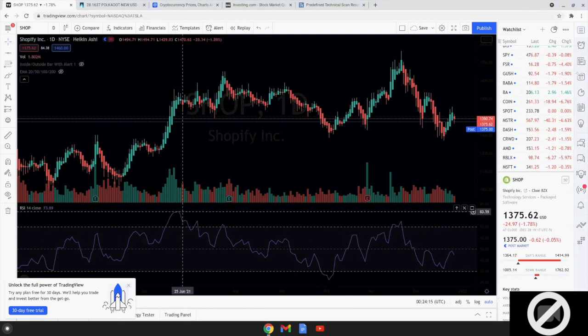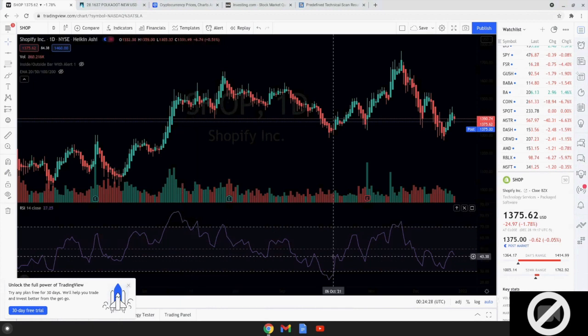So 70 and above is overbought. 30 and below, or close to 30 and below, is oversold. Okay, I mean, a lot of people sold the stock, and it's a good time to look into buying it now. Okay, so that's the indication you're going to get with that specifically.